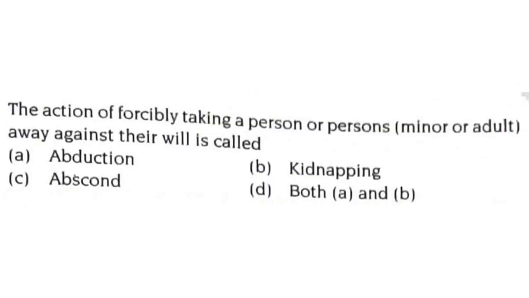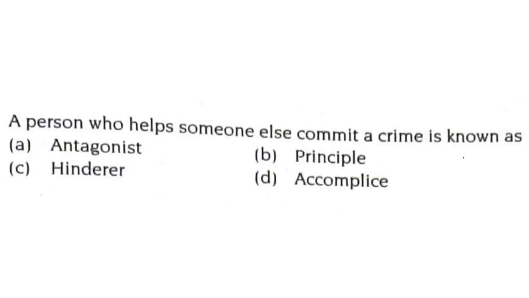The action of forcibly taking a person or persons, minor or adult, away against their will is called abduction, kidnapping, abscond, A and B. It is abduction. A person who helps someone else commit a crime is known as antagonist, principal, hinderer, accomplice. It is accomplice. To depart secretly and hide oneself in legal terms means to escape, abscond, break out, run off. It is abscond.